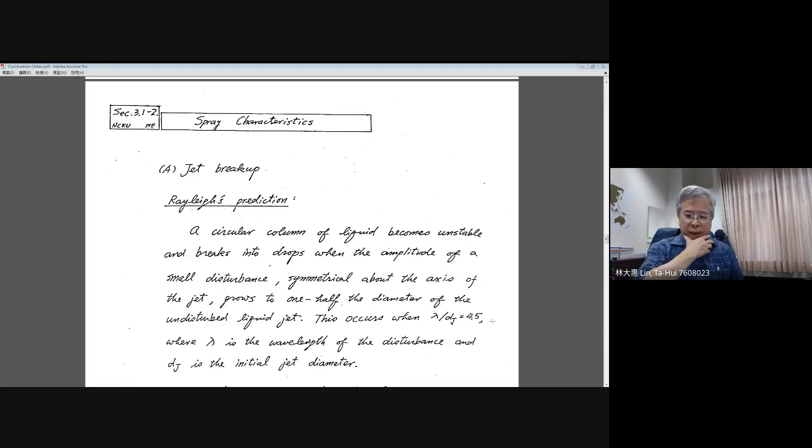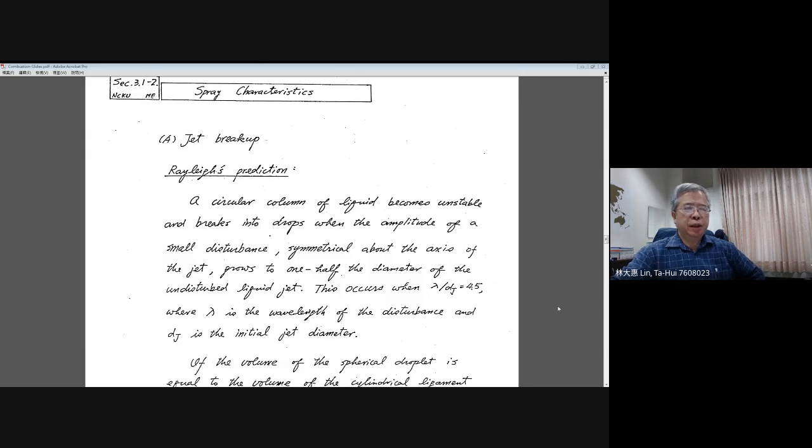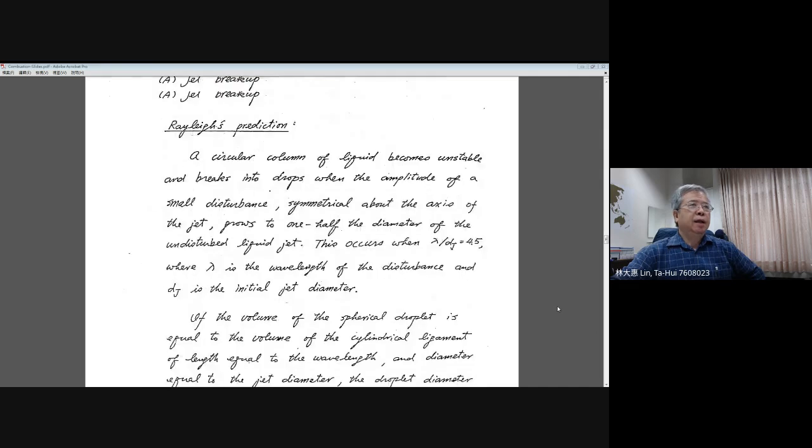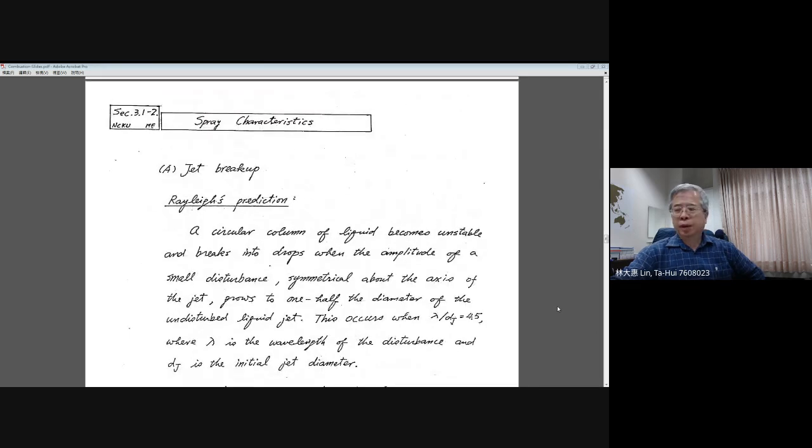Now we need to have some introduction on how to describe the spray characteristics. Before we go to these sections, we will start from page 3.8. And before we go to study the spray characteristics, I need to mention that last time I forgot the name for the funnel.